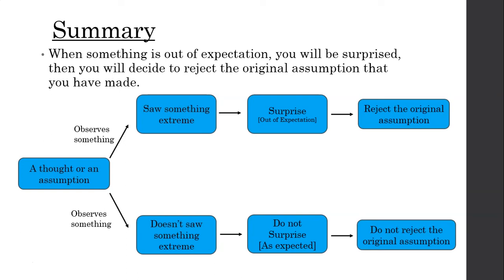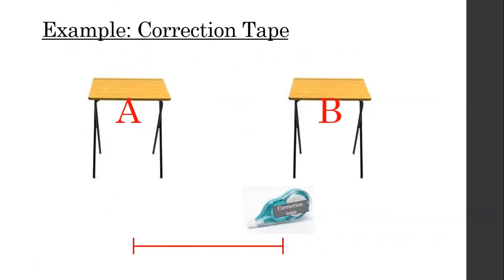Let us take a look at another example. In this picture, we have two places in a classroom, a place for student A and a place for student B. And there's a correction tape on the floor. If no one is in the classroom, and you can't ask anyone, if I ask you, who does this correction tape belong to? Does it belong to student A or student B? What do you think? You may pause the video and think, and after that you can play back the video.